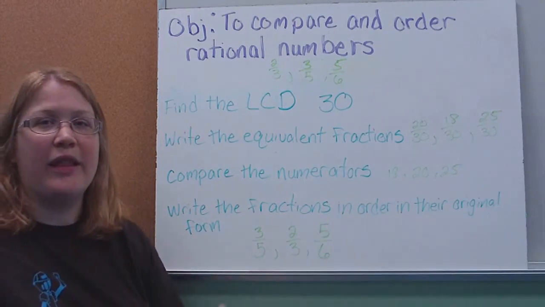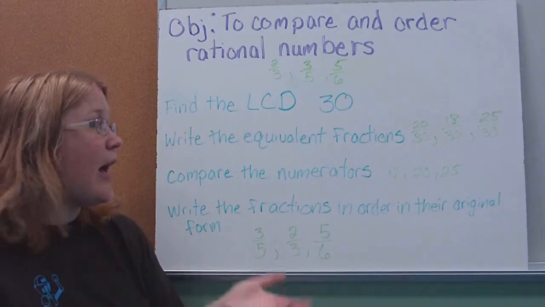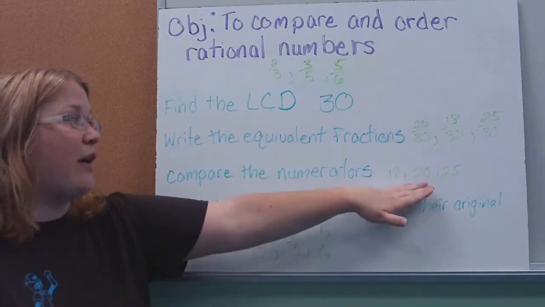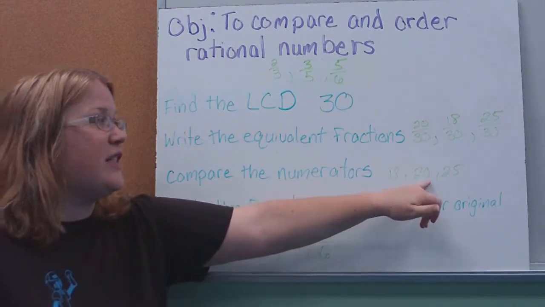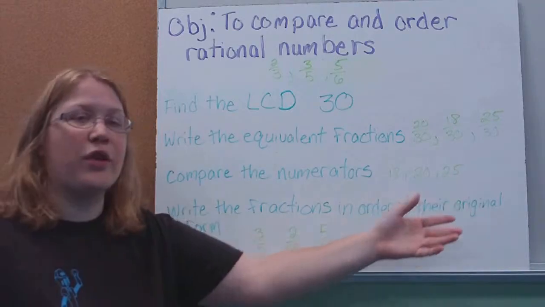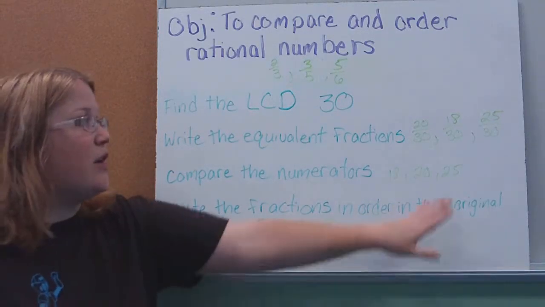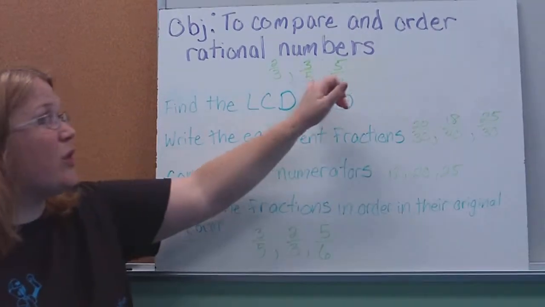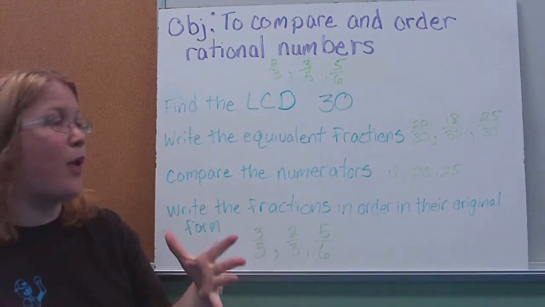Now I'm dealing with the same size pieces. I can just look at the numerators and compare them. So my numerators were 18, 20, and 25. So this is the order they would go in from least to greatest. So that means 18 30ths, which was originally 3/5, is the smallest number.